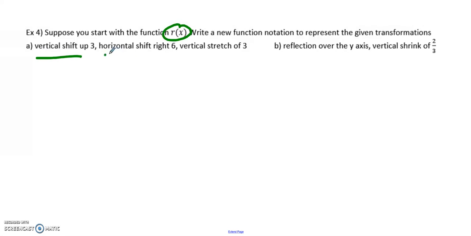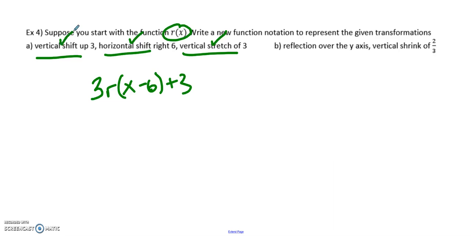So here I see 1, 2, 3 transformations to apply. So if I go to write this, the vertical stretch gives me a 3 out front. And then I have r of, so I'm done with him. Horizontal shift right here, go inside. Right 6 would be x minus 6. You have to take the opposite. And vertical shift up 3 is a positive 3 up there. So there's my function r of x with those transformations.